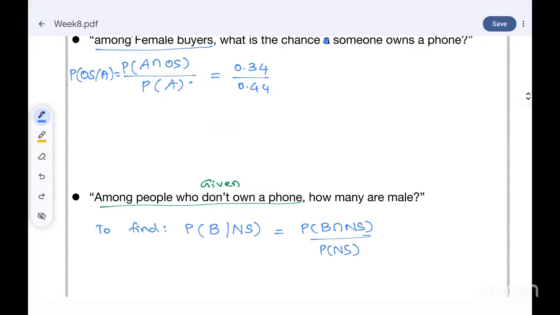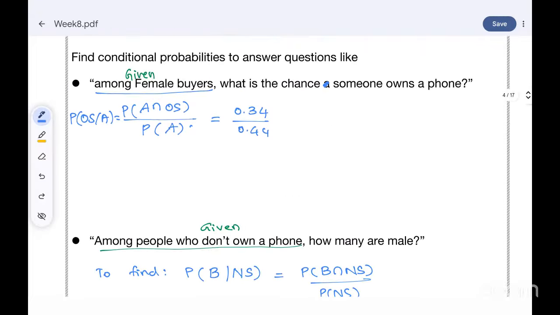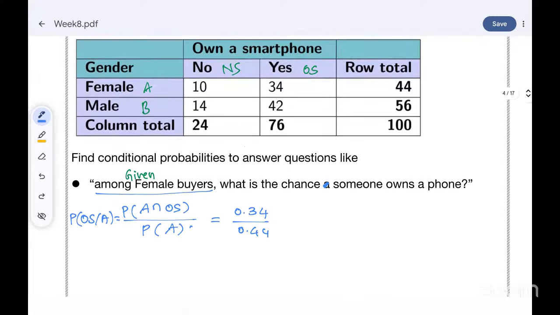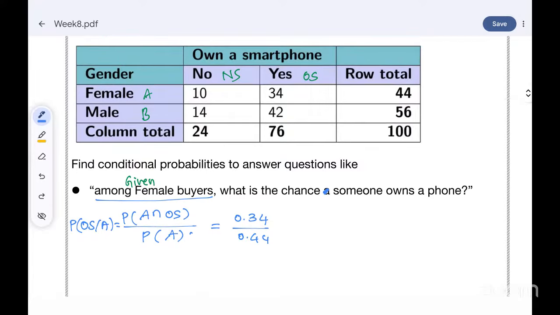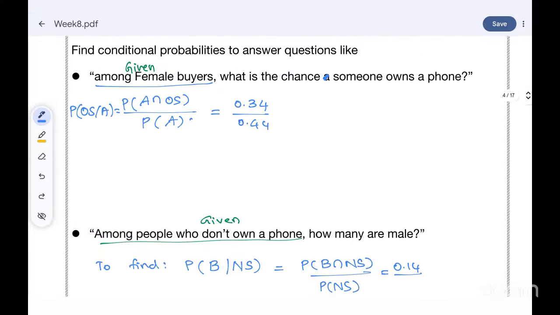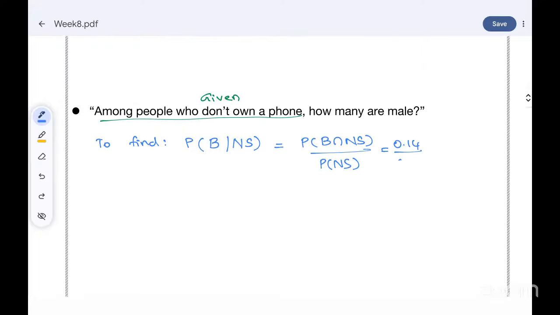So what is your given? That it should be clear. Then you can easily write the conditional probability. Given is not owning a smartphone, right? So what should be the answer here? Probability of B intersection NS. What is probability of B intersection NS? 0.14. B intersection NS is 0.14, yes. And what is probability of NS? 0.24. So now what is conditional probability?